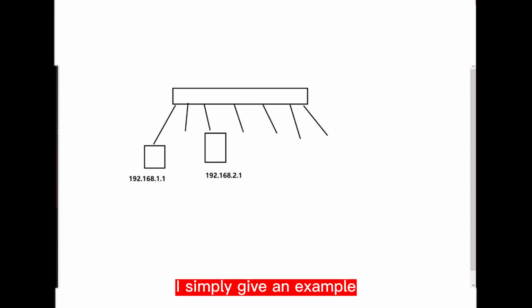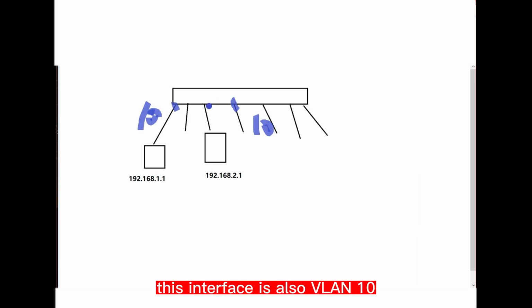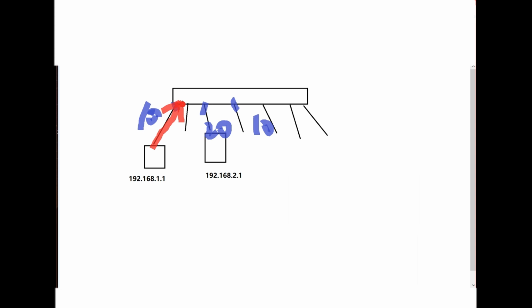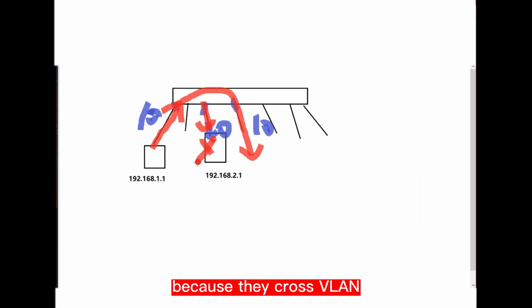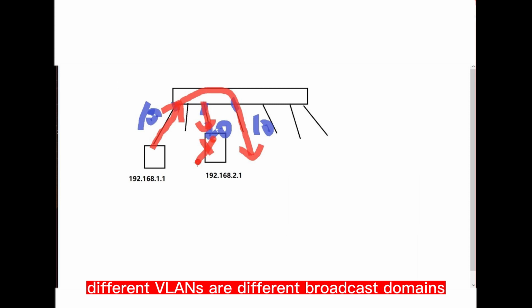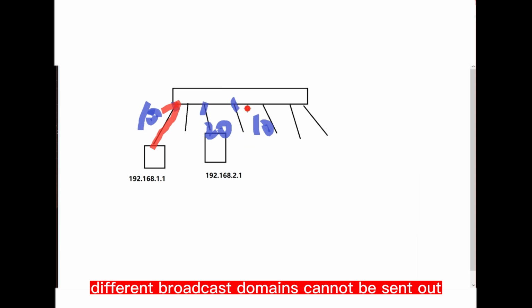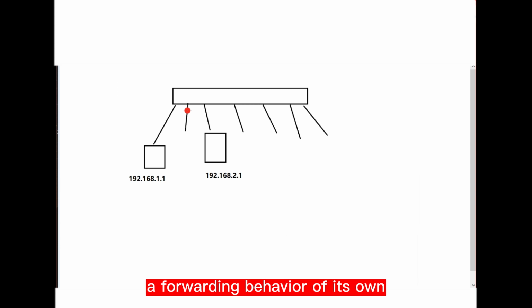I'll simply give an example. For example, now I divide this interface into VLAN 10. This interface is also VLAN 10. But this interface is VLAN 20. If this device sends viruses out in the form of broadcasting, then it can be broadcast from this interface. But this interface doesn't work, because they cross VLAN. Different VLANs are different broadcast domains. Packets from different broadcast domains cannot be sent out. This is the behavior control that the switch does, a forwarding behavior of its own.